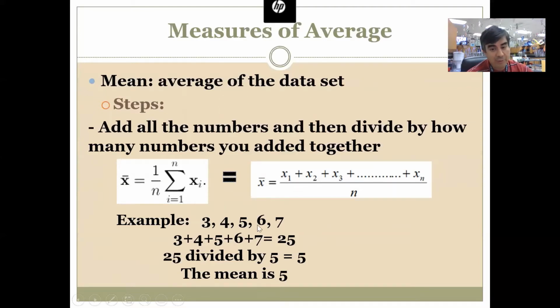Let's say we have these 5 numbers: 3, 4, 5, 6, and 7. I ask you to figure out the mean. What do you do? You add up all the numbers, get 25, divide by how many numbers you had, 5, your mean is 5. Pretty easy, nothing to it.